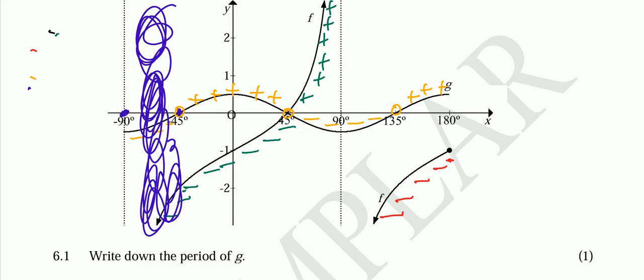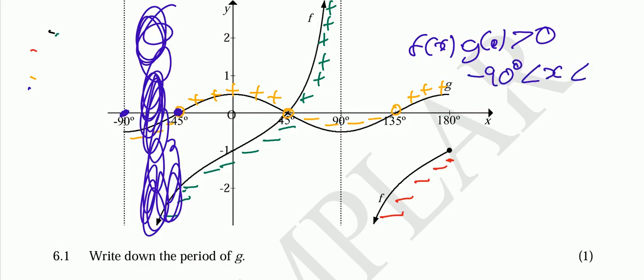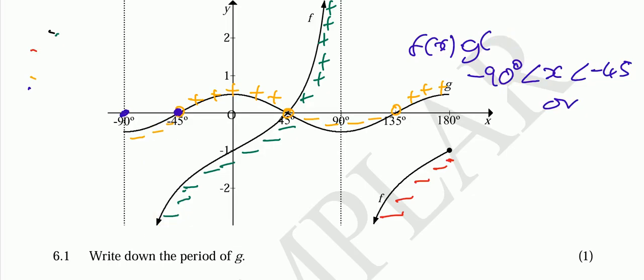What about at 45? At 45, the other graph is 0, which means we are going to get 0. But they did not include 0. They only said f of x times g of x is positive. So where it's 0 is not a solution. That means our solution is between negative 90 and negative 45 only, right? Then we are going to check if there's another solution.